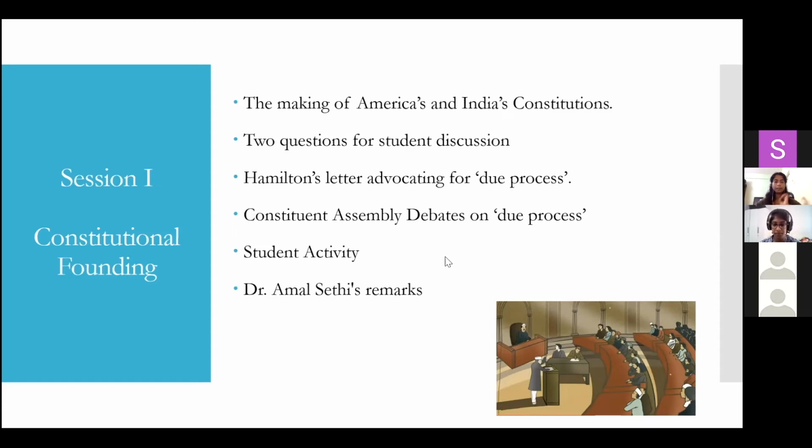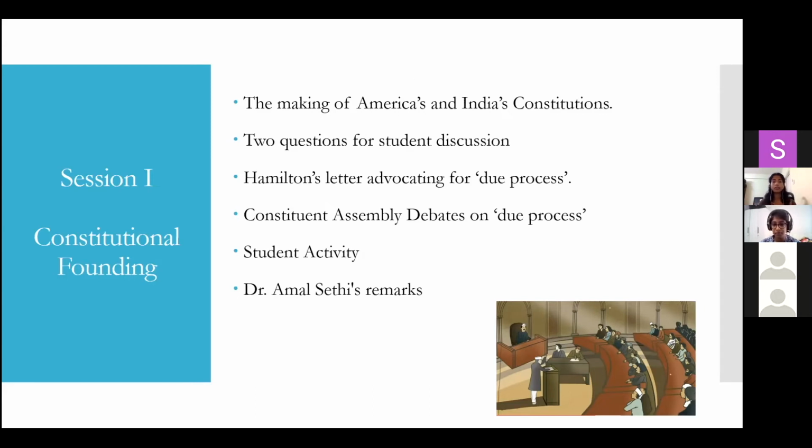Right. Then we had a student activity where we gave the students a scenario where there were certain restrictions placed on the citizens of that particular state, and we asked the students to see if Hamilton would advocate or would be okay with such a situation, and would Alladi Krishnaswamy Iyer be okay with such restrictions placed on personal liberty of citizens. Over here, we realized that Hamilton obviously advocated for due process, and so he probably would not have been okay with restrictions on personal liberty of citizens.